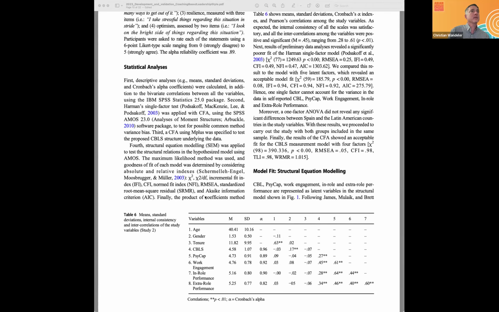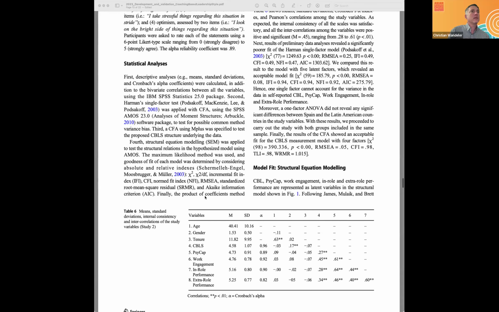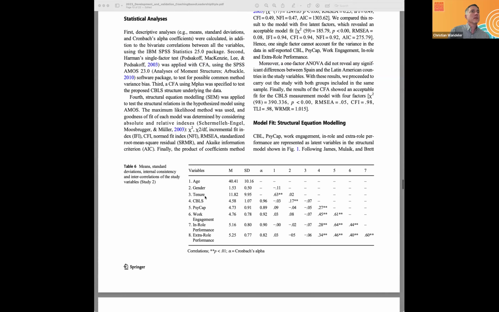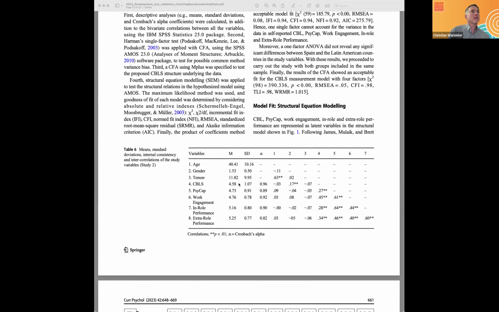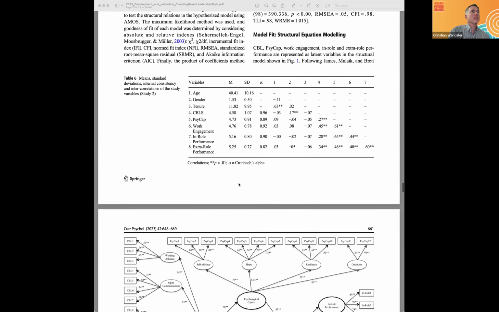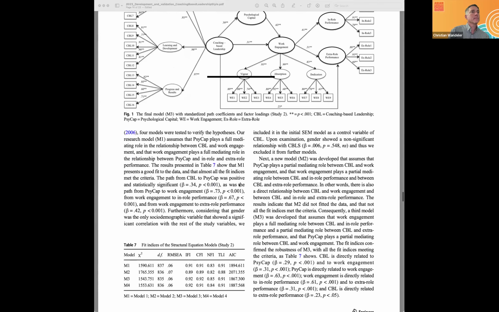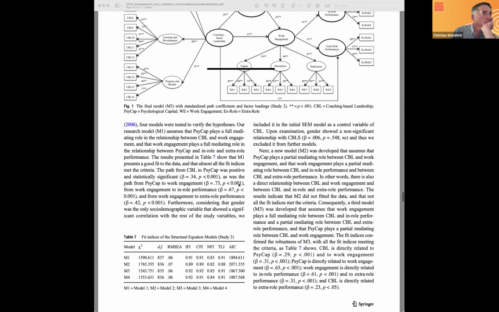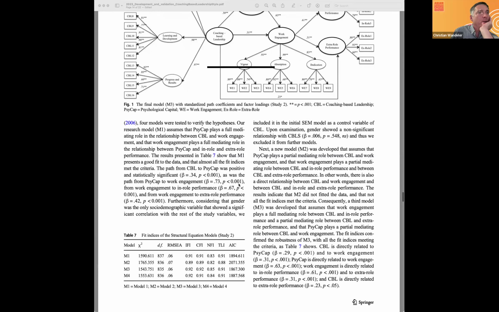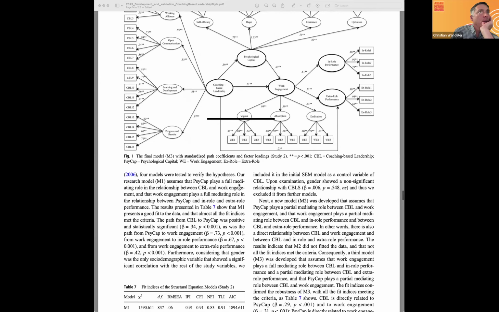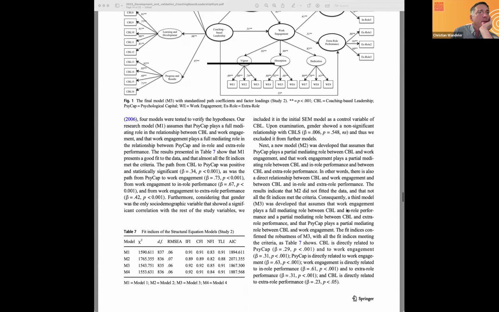Let's go back here. Work engagement plays a full mediating role between CBL and in-role performance, and a partial mediating role between CBL and extra-role performance. Right? So that's the M3.